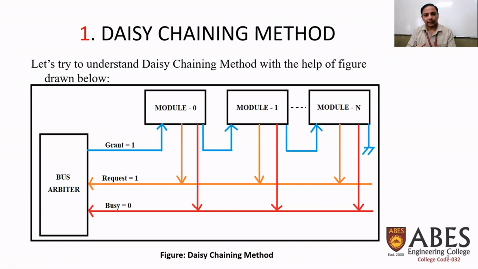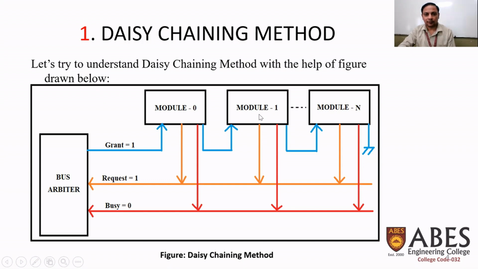The grant will be assigned sequentially. It means first of all, the nearest one will get the access, then the second nearest, then the third nearest. If module 1 wants the access of the system, then before module 1 gets the access, module 0 will get the access. So the access will propagate from the starting point to the 0th module. If the 0th module uses the access, then it can use it. Otherwise, it will pass the access to module 1. Only then will module 1 get the system bus.